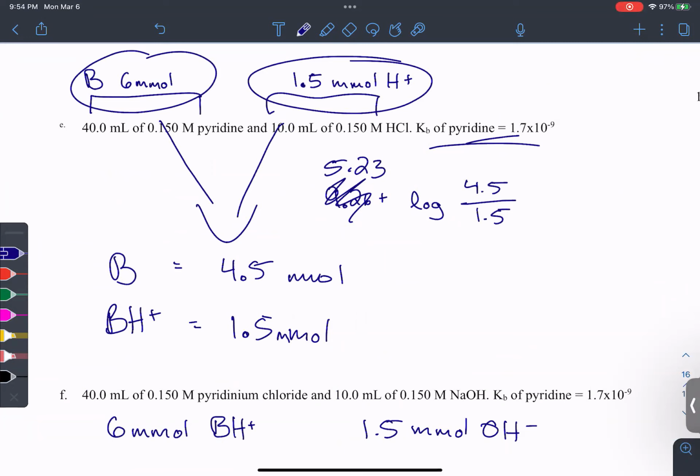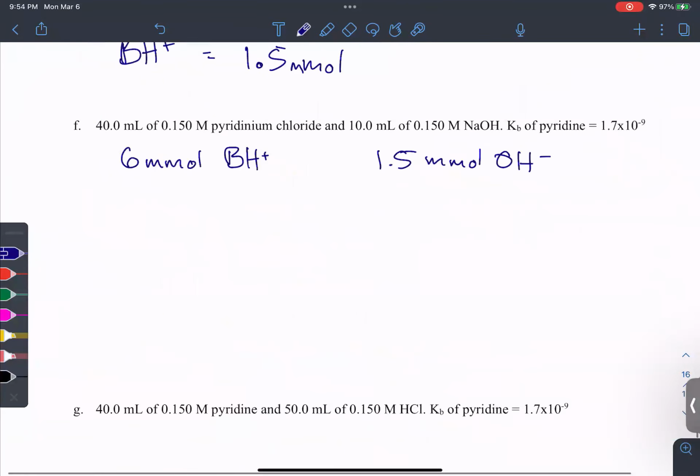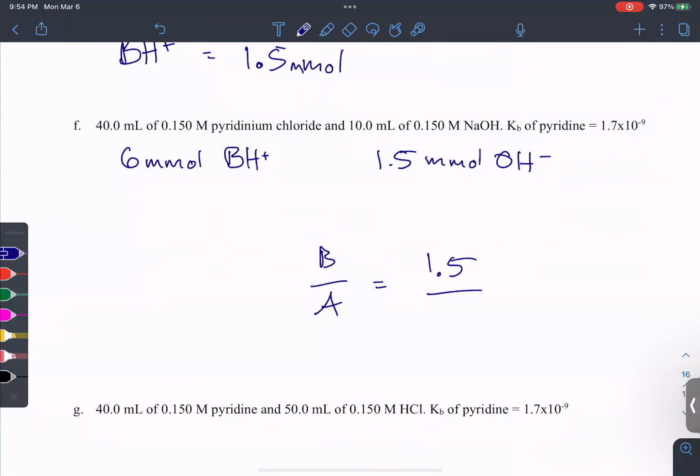Okay. All right. So, what's our base to acid ratio? Is it 6 over 1.5? What is it? What's our base acid ratio going to be? 1.5 over 6? No, 4.5. Because a neutralization is happening first.